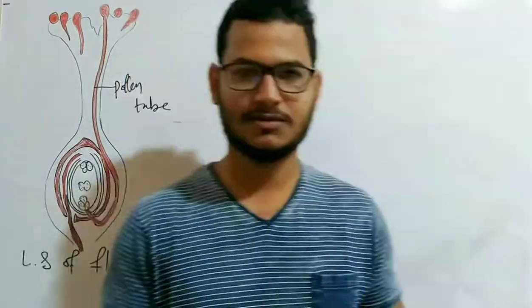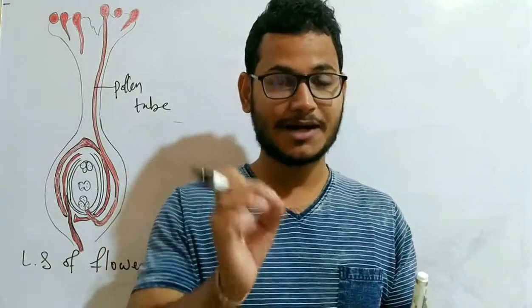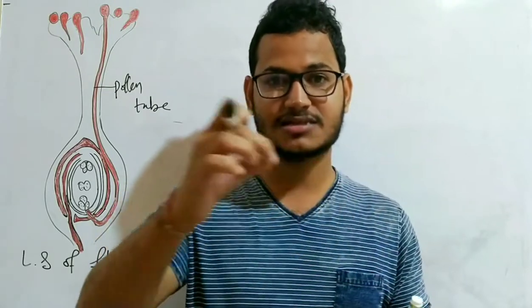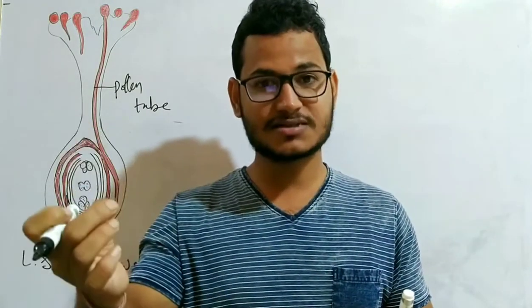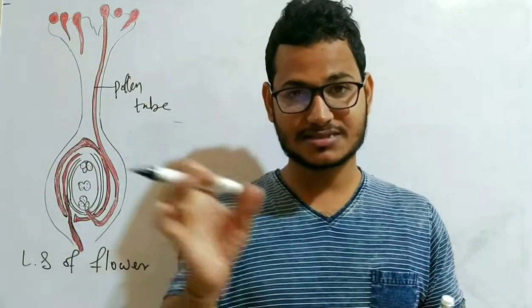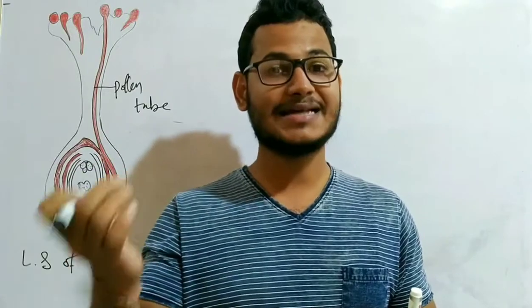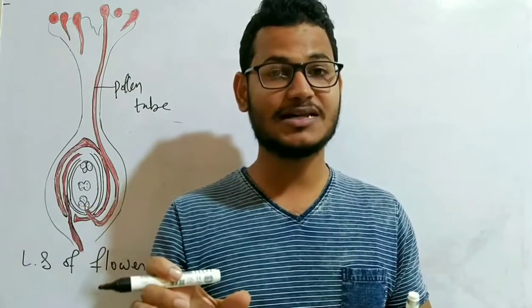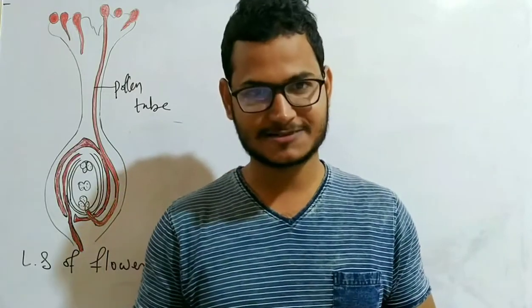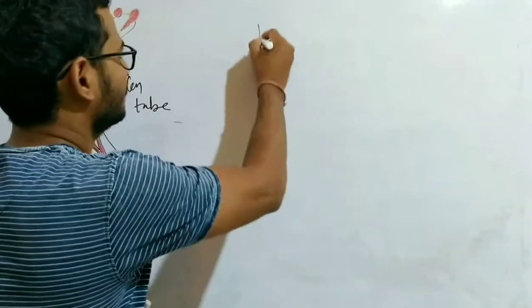Let's see. Pollination, we need to understand, is the mechanism by which the pollen grain from the anther of a flower travels to the surface of the pistil, that is the stigma. The mechanism is called pollination, and the agents who make pollination successful are called the pollinating agents. So students, look at the board now. Pollination.